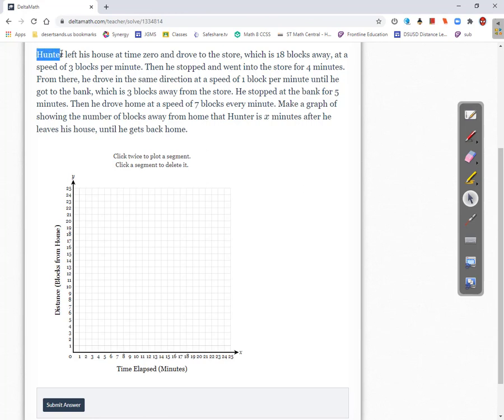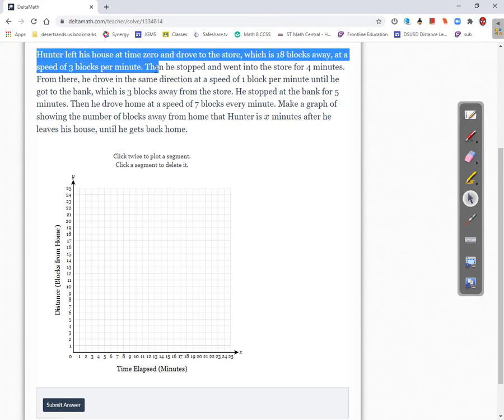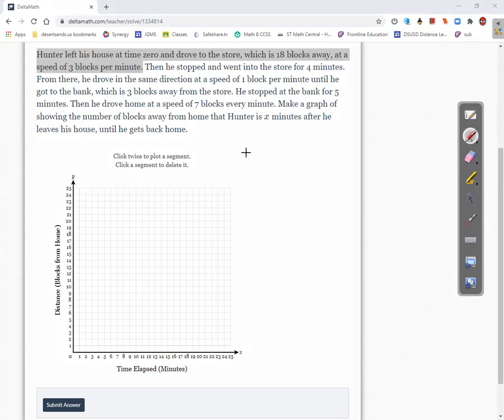So the first sentence says, Hunter left his house at time 0 and drove to the store, which is 18 blocks away, at 3 blocks per minute. So we're going to begin over here at 0, but before I start graphing it, I would like to go ahead and identify the slope. So I'm going to put m equals, and the dead giveaway for slope is you want to look for the word per or every. And I have the word per right here. So it says 3 blocks per minute. So I'm just going to simply write 3.